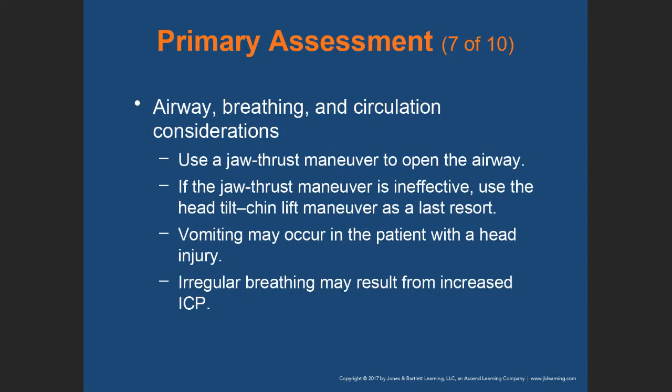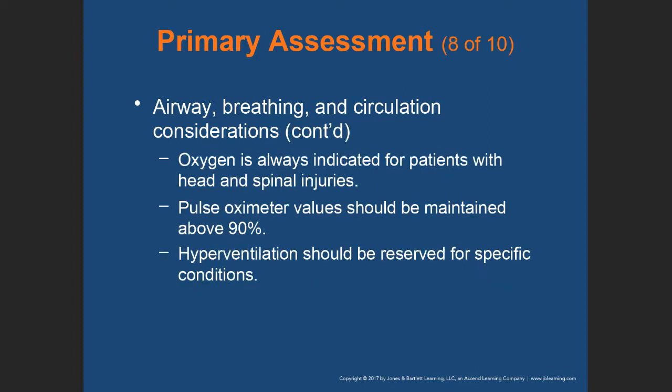Airway, breathing, and circulation considerations. Use a jaw thrust maneuver to open the airway. If the jaw thrust maneuver is ineffective, use the head tilt chin lift maneuver as a last resort. We know this by now. Vomiting may occur in a patient with a head injury. Vomiting is a common sign associated with head injury patients, right? Trauma head injury patients. Irregular breathing pattern may result from increased ICP. You need to be looking out for these things.